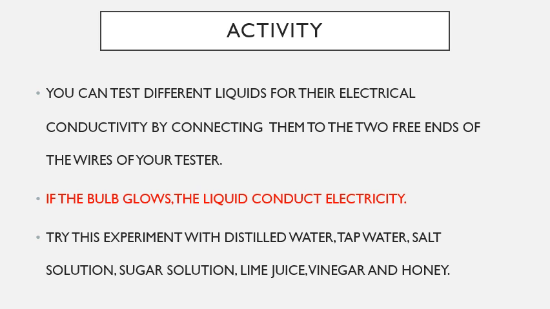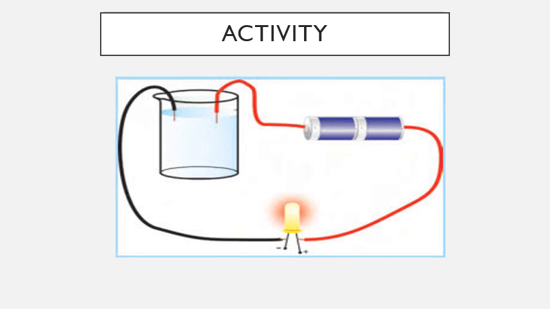Here is an activity to show the flow of electricity through liquids. You can test different liquids for their electrical conductivity by connecting them to the two free ends of the wires of your tester. If the bulb glows, the liquid conducts electricity. Try this experiment with distilled water, tap water, salt solution, sugar solution, lime water, vinegar and honey. See, this is the picture of the demonstration of the given activity.